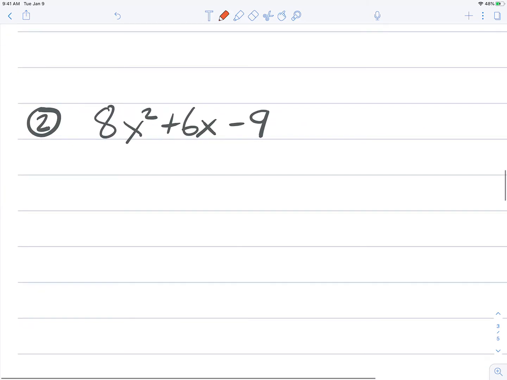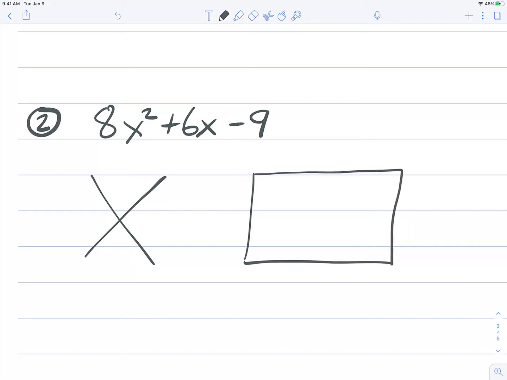Okay, problem number 2. Our coefficient of our trinomial is not a 1. There is not a GCF. I should have looked for that first. There is no GCF. Today's assignment, you will not be finding any GCFs. So for the top of my diamond problem, it is 8 times negative 9, don't lose your negatives, which is a negative 72, and the bottom is 6. So I have to think of what multiplies to negative 72 and adds to 6.